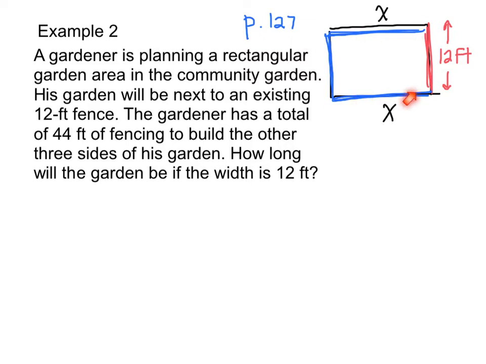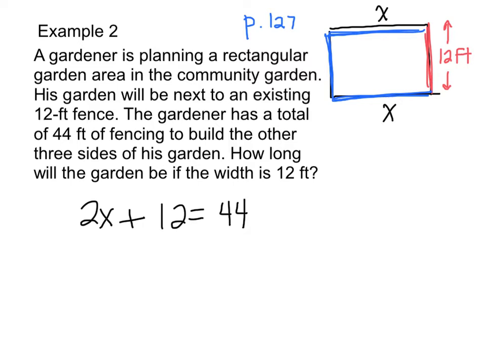Well, we have x plus x, so that's going to give us 2x, plus this width, which is 12. Now, are we going to add this 12 on the other side in? Why not? Because this 12 is already here. So the fencing only needs to be placed on the 3 sides, not the 4th. So we know that 2x plus 12 has to equal a total amount of fencing of 44 feet.